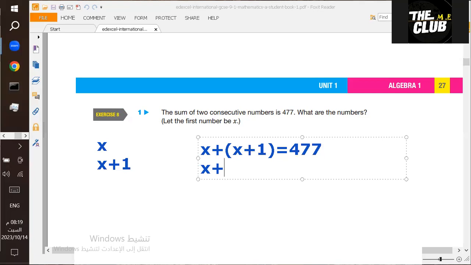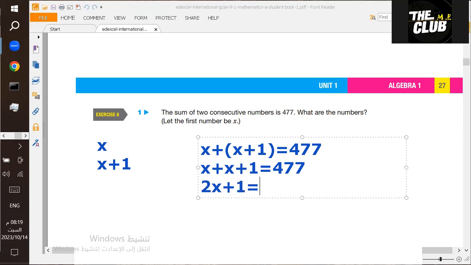I'll do adding. So x plus x plus 1 equals 477. x plus x is 2x, plus 1 equals 477. Now I'm going to take the 1 to the other side. It's going to be minus 1. Meaning we move it to the other side and it becomes minus 1 there. Okay.